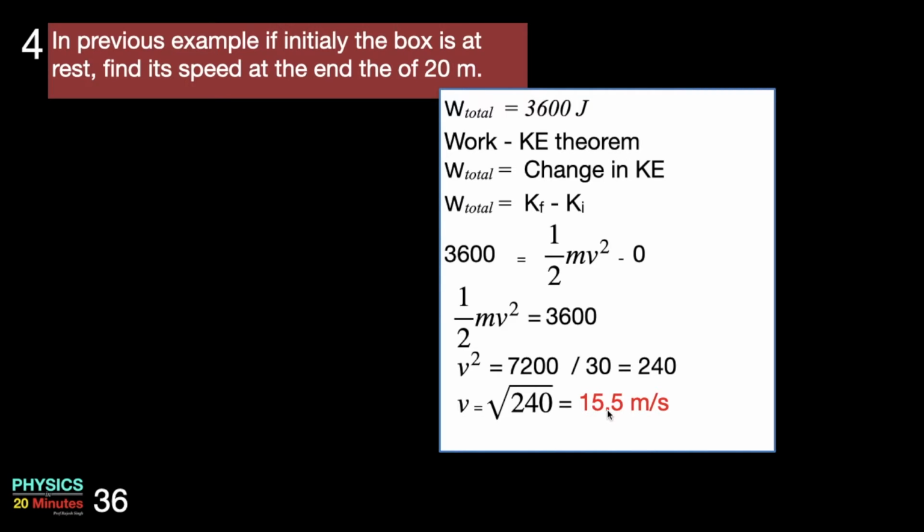So you can see the box accelerates and you get the final velocity as 15.5 meter per second. You don't have to use Newton's laws, you can find it from energy considerations alone. So let's go to the next problem.